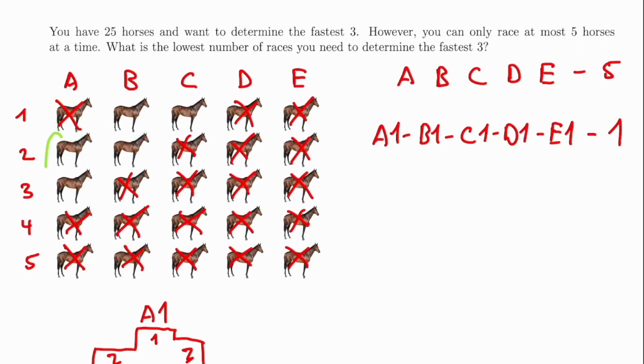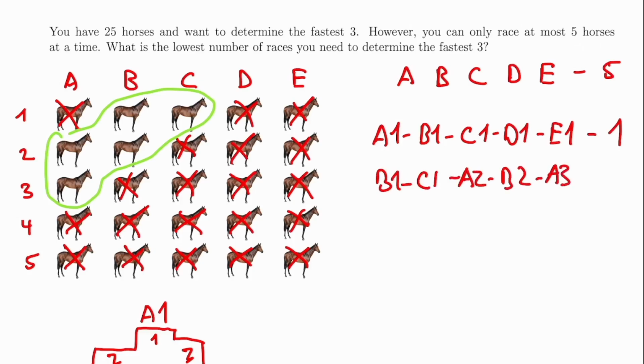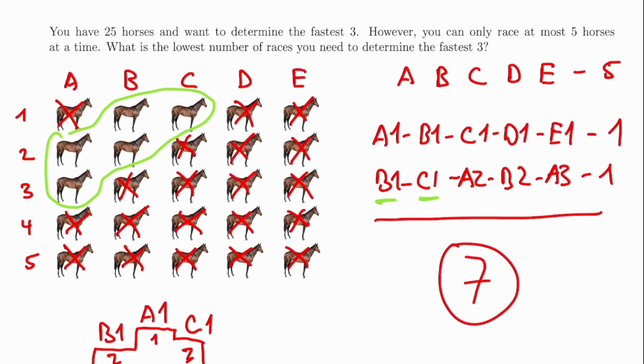Now we only have 5 horses left, so we can have one final race to determine their order, namely B1 against C1 against A2 against B2 against A3, which is one race. And so let's say that B1 comes first, then C1, which means that we already know that B1 is the second fastest horse and C1 is the third fastest horse. So, counting up all these races, we have 7 races in total, which is the minimum number of races you need to determine the fastest 3.